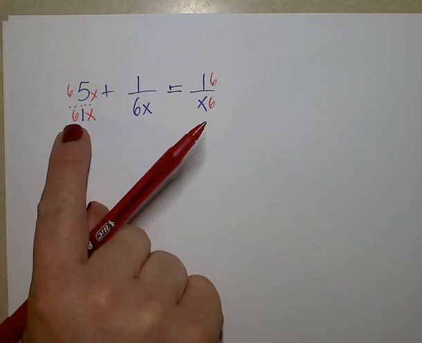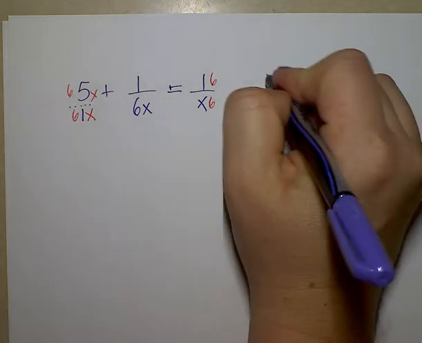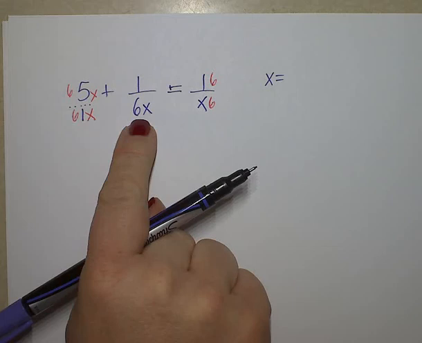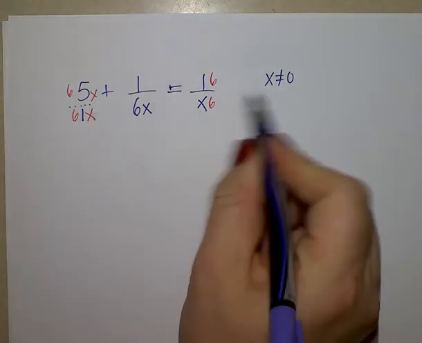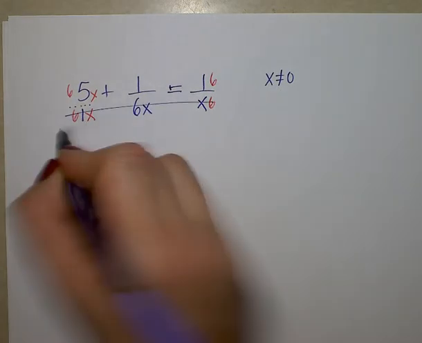Okay? All right, let's identify the excluded values. The only way to make this a 0 is if x equals 0. Same here and the same here. So I've identified the excluded values. I found a common denominator. Let's wipe out the bottom.